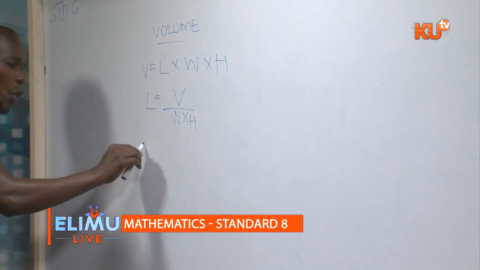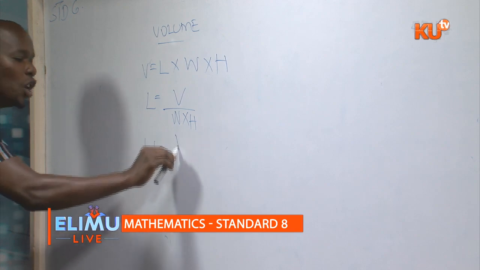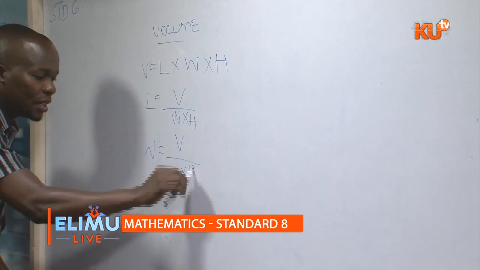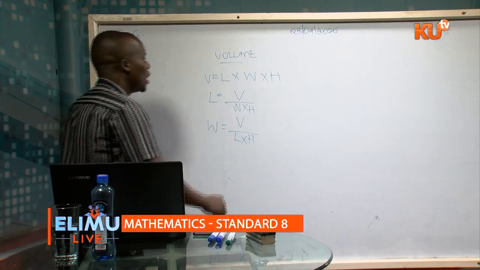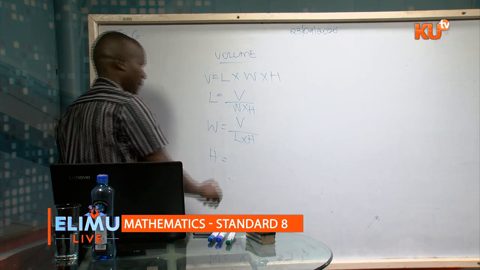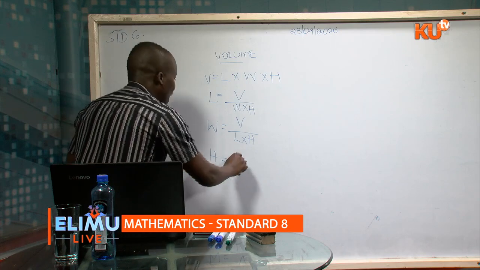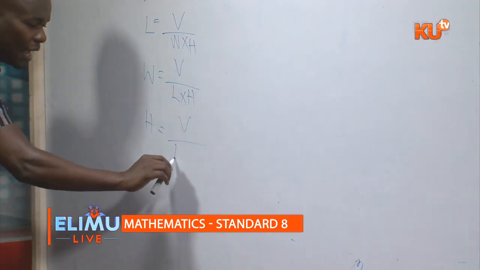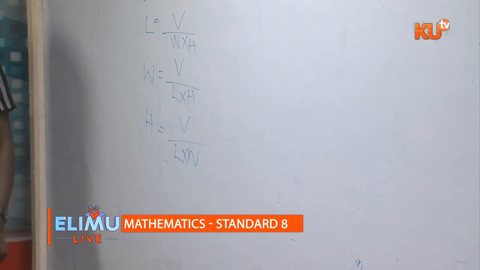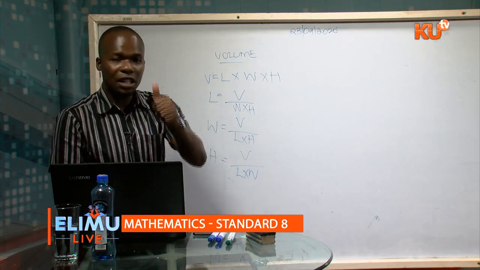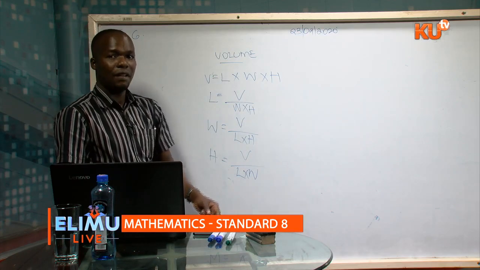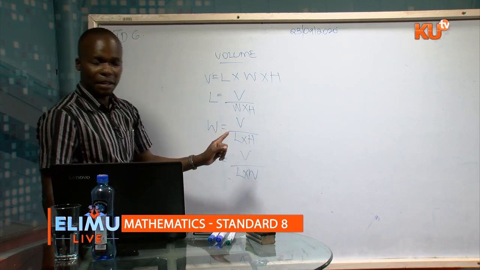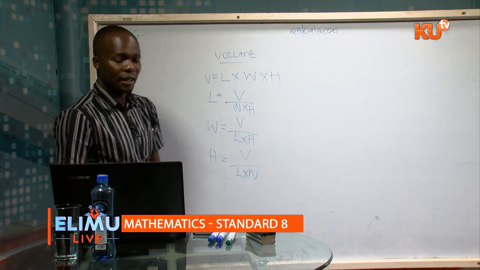Then, to find width, still volume over what is left here. We'll have only length times height. And to find height, it will still be volume over what's left here, which will be length times width. When I say over, we are dividing: volume divided by the product of width times height. Also here, length times height, multiply them. Also here, width times length.